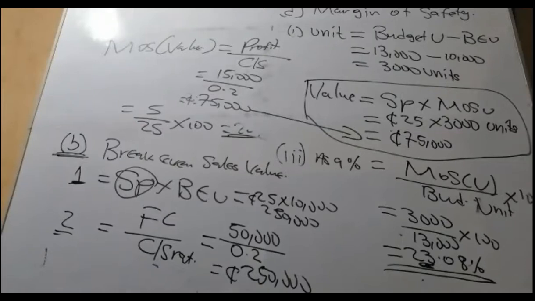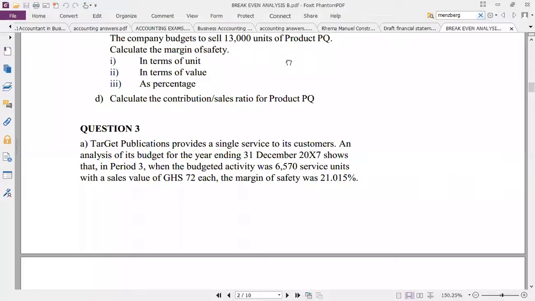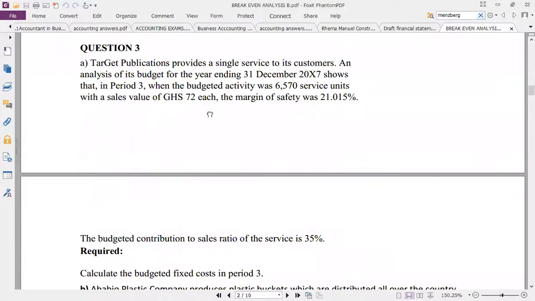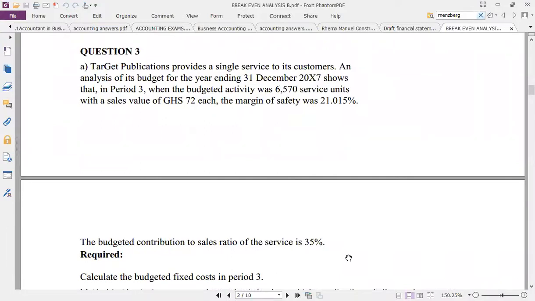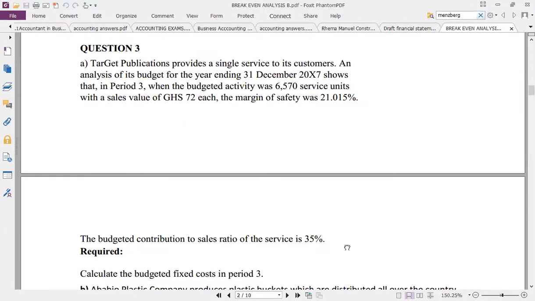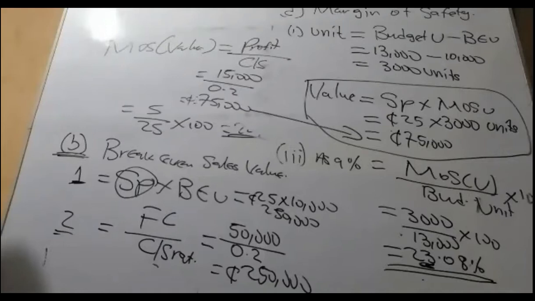So on that note, you're going to do question 3 for me. You only have 5 minutes to finish question 3. Wow. Someone finished already. Now let's solve it together.